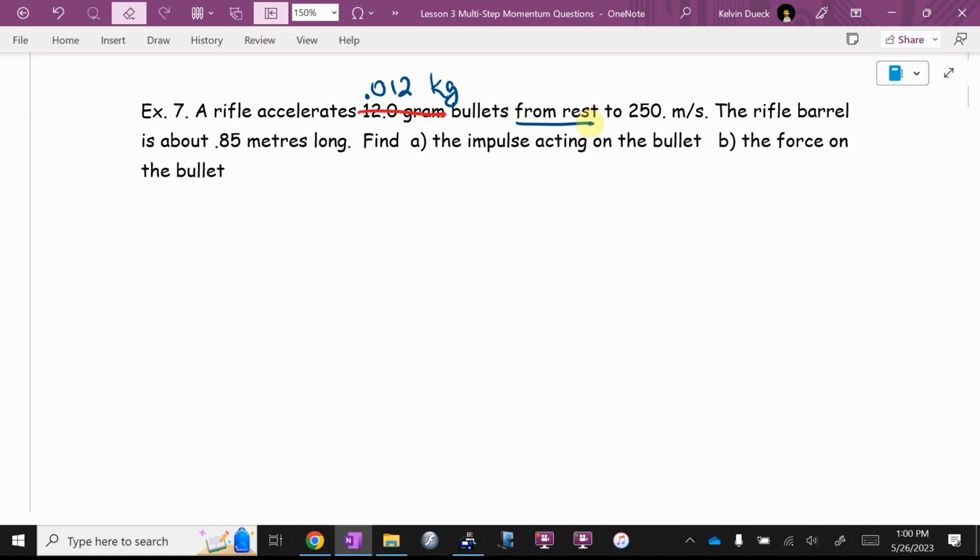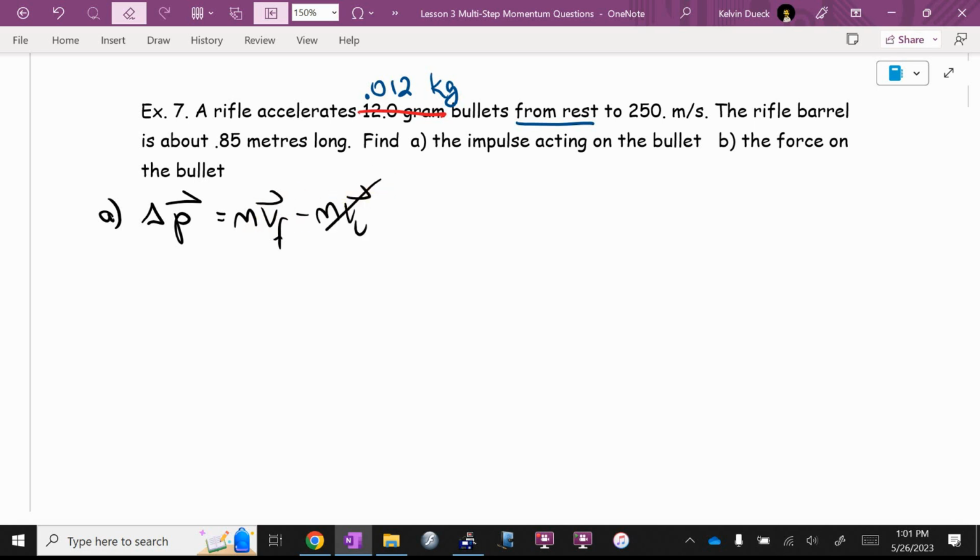From rest to 250 meters per second, the rifle barrel is about 0.85 meters long. Part A says find the impulse acting on the bullet. Impulse is just change in momentum. Which version of the impulse equation might I try here? I see a final and initial velocity and a mass. Yeah, I would jump to this one: mv final minus mv initial.